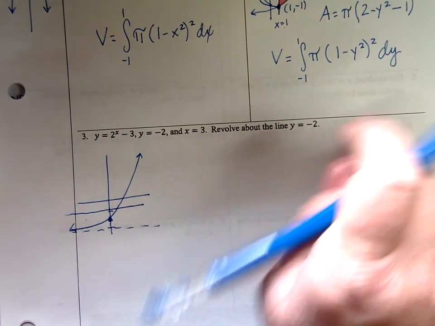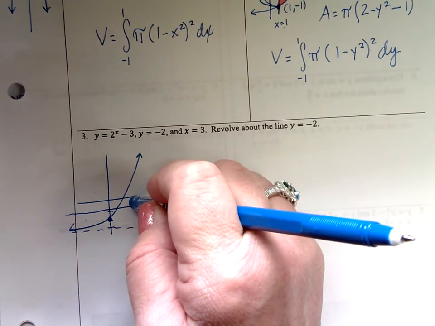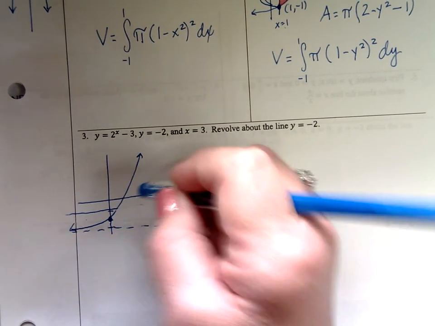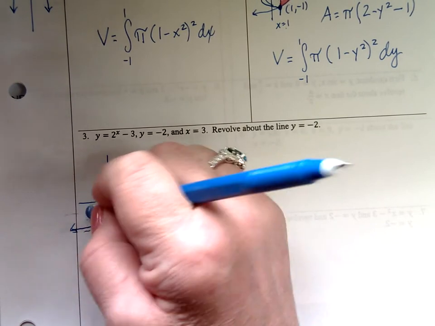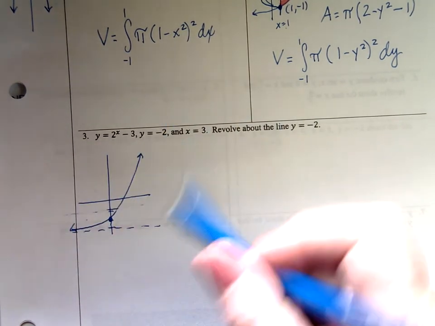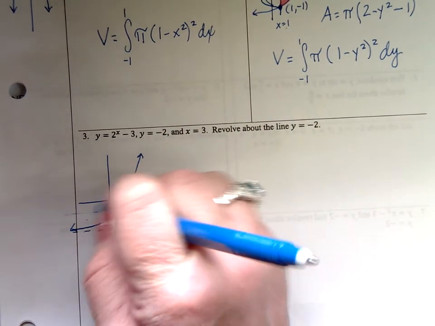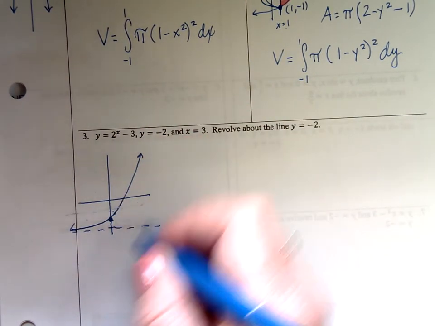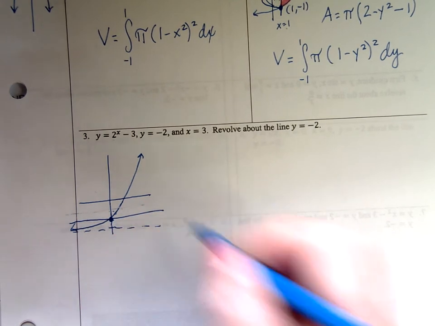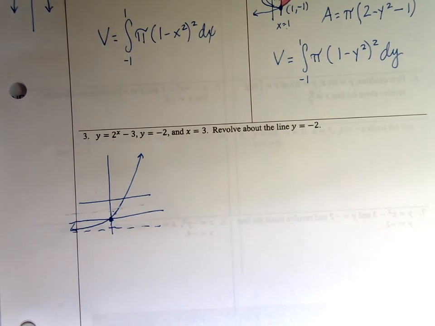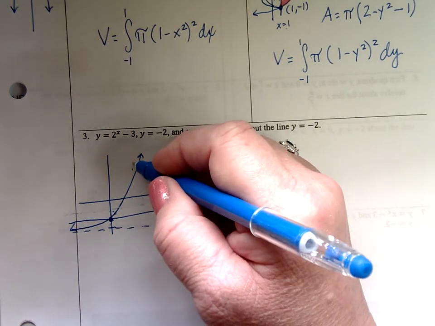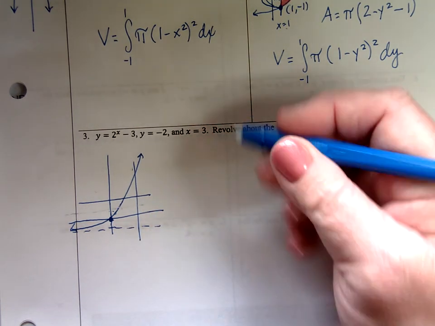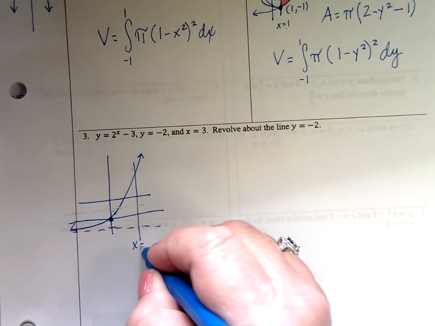Oh, no, -2 is where my dot was. My bad. Hang on a minute. Let me fix that. Remember, that was moved down 3. Okay. Whew, there it is. And x equals 3. Well, x equals 3 is over here. So what's the part bounded by that? This is x equals 3.